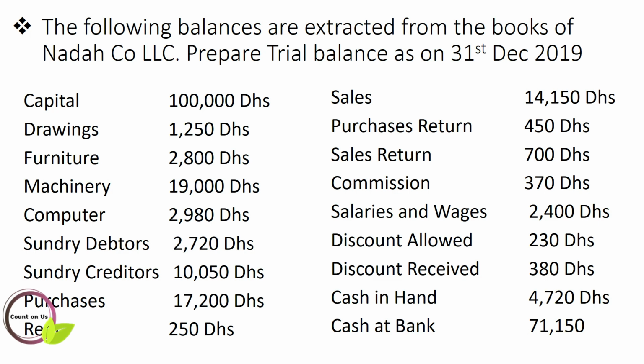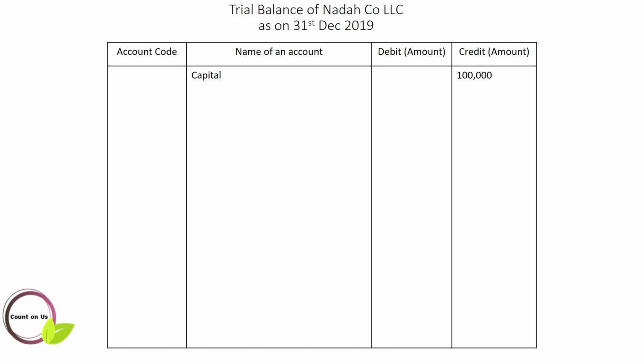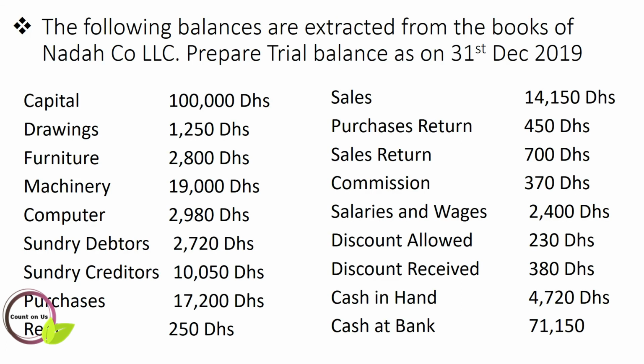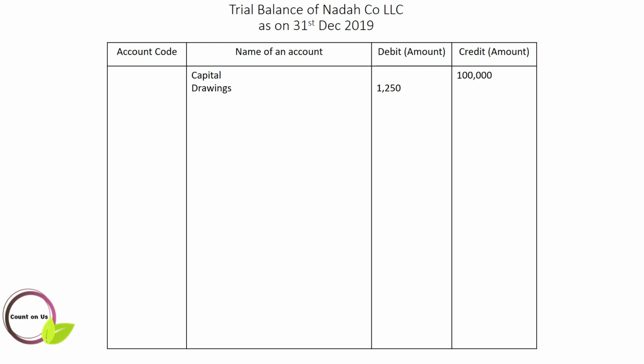Now we are preparing a trial balance using this example. Look, so many ledger accounts are given, but it is not stated whether those accounts are debit or credit. So first you should identify whether each account is debit or credit. The first account is capital, 100,000 dirhams. As per the rule, capital should be credited. So you go to the trial balance and write capital in the account name column and put the amount in the credit column. Next account is drawings. As per the rule, drawings should be debited. Write drawings in the account name column and the amount in the debit column.